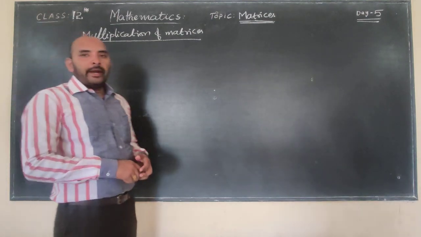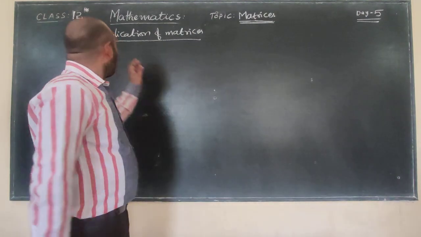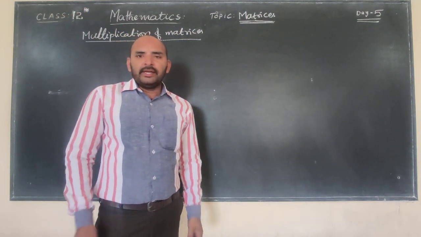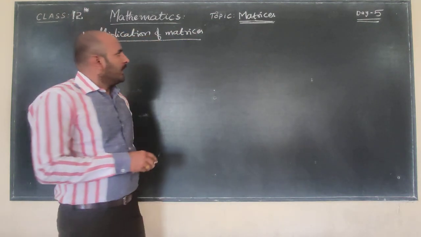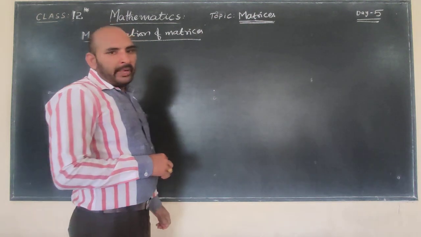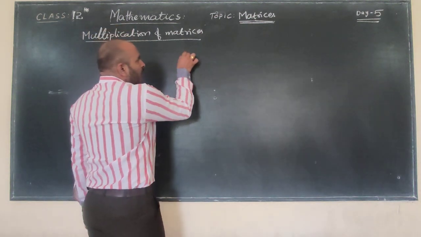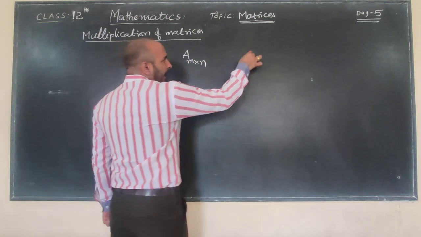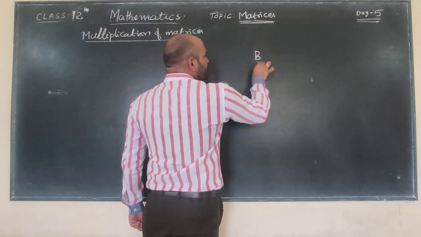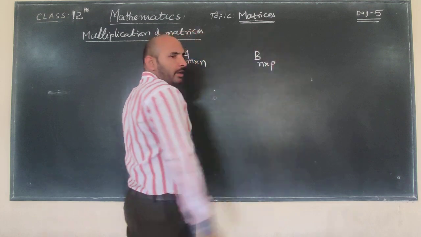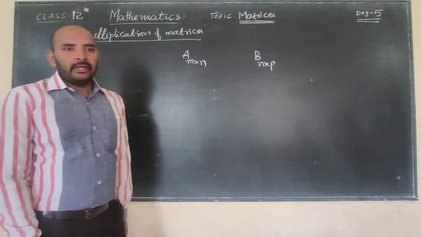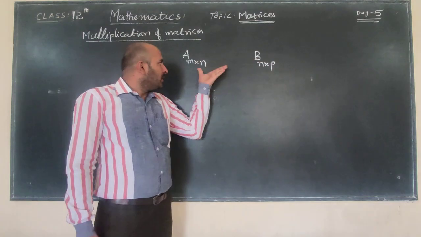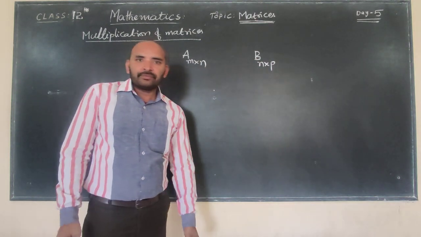Coming to the next operation, that is multiplication of matrices. Consider two matrices A and B. Capital A is a matrix with order m cross n, and B is another matrix with order n cross p. A is one matrix, B is another matrix, with different orders.